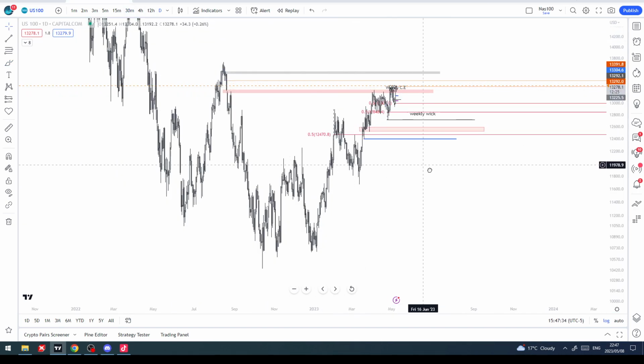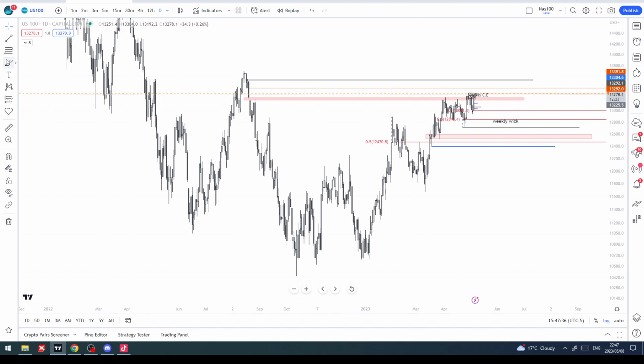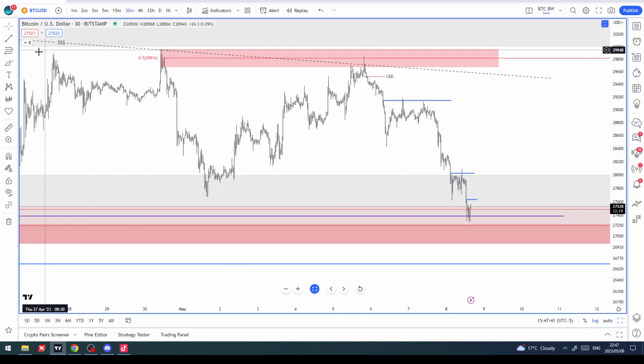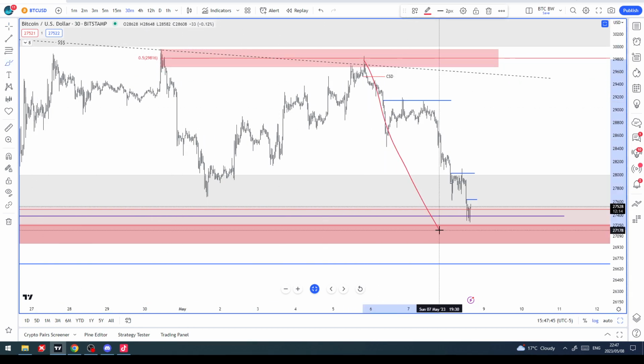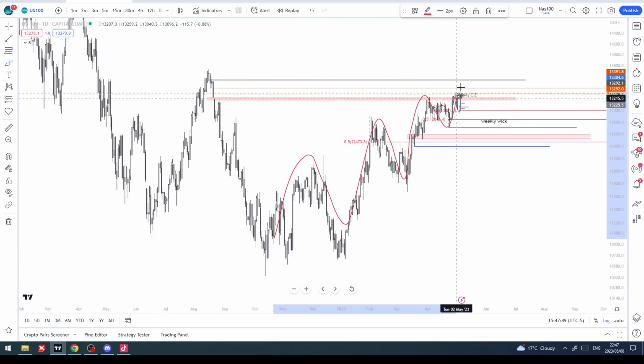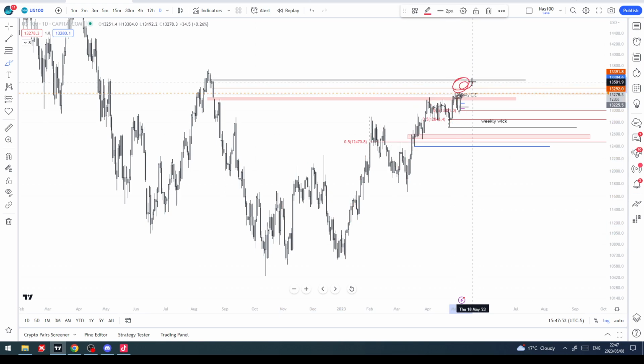So if it plays out. Yeah. So BTC, where did it come back to? Order block. And then it just died. Same delivery, right? We come back to the order block, and then that happens.